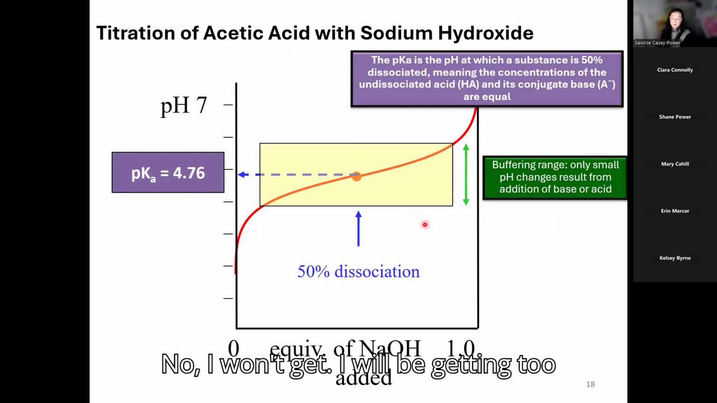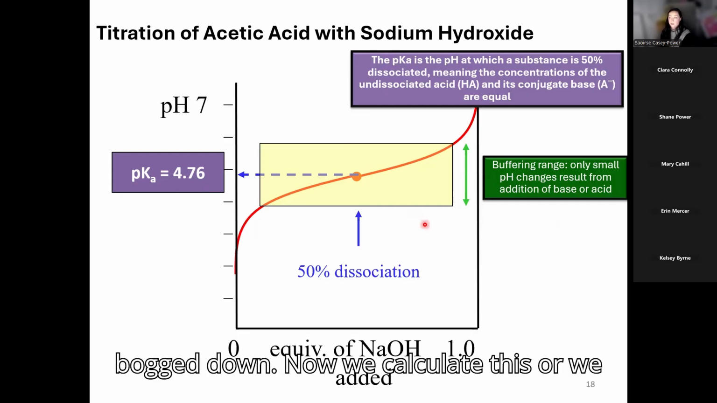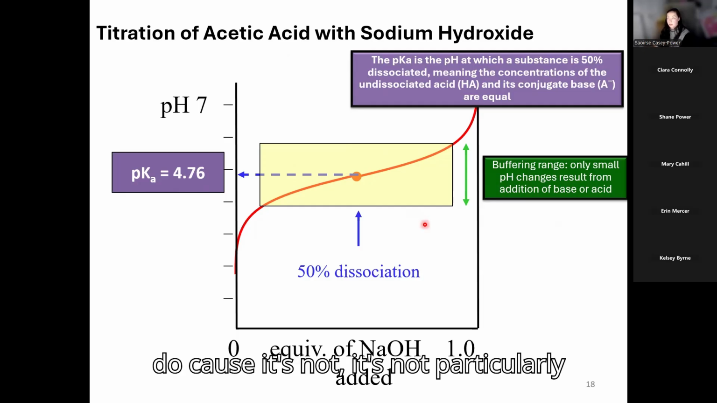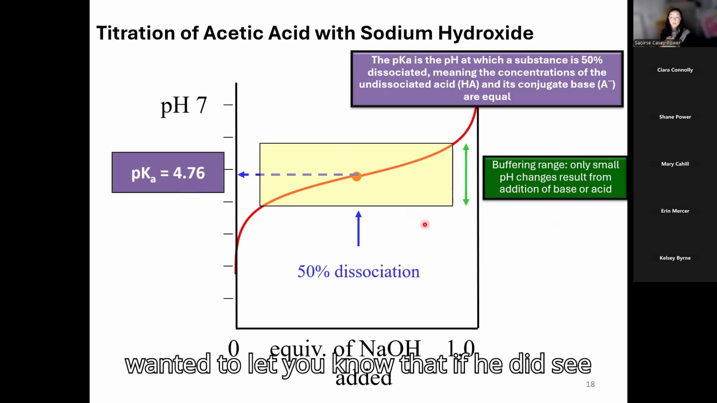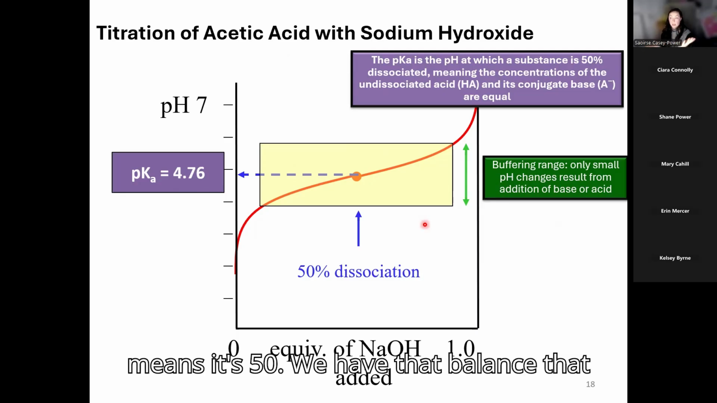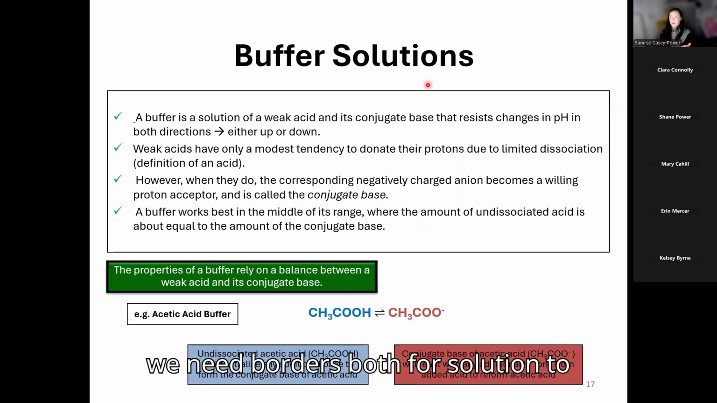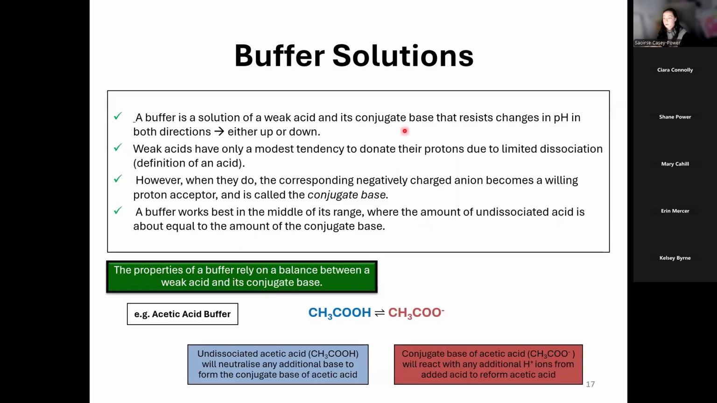Now, I wouldn't be getting too bogged down in how we calculate this or how we do it because it's not particularly relevant for this module. But I just wanted to let you know that if you did see this, that's what that figure means. It means it's 50. We have that balance that we need for this buffer solution to work.